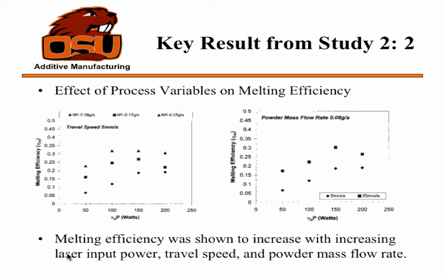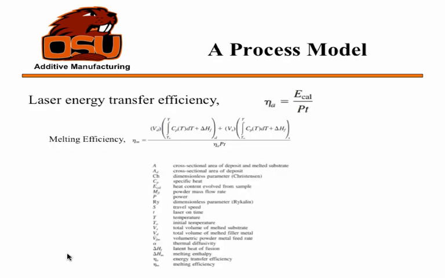We can see the laser efficiency against power over here, and the graph to my right is for constant powder mass flow rate but using different scan speeds. You can observe that by increasing the scan speed the melting efficiency increases, and they concluded that melting efficiency increases with increasing power, flow rate, and travel speed.